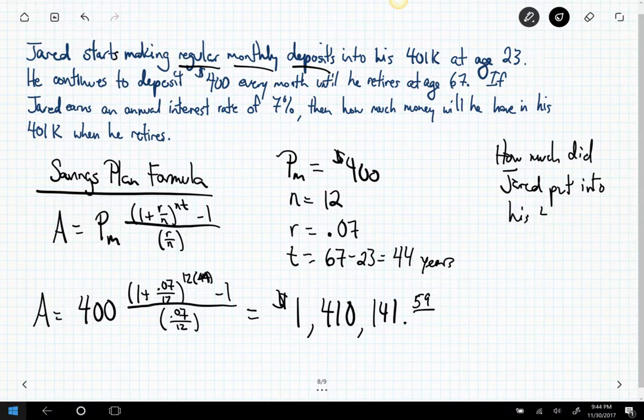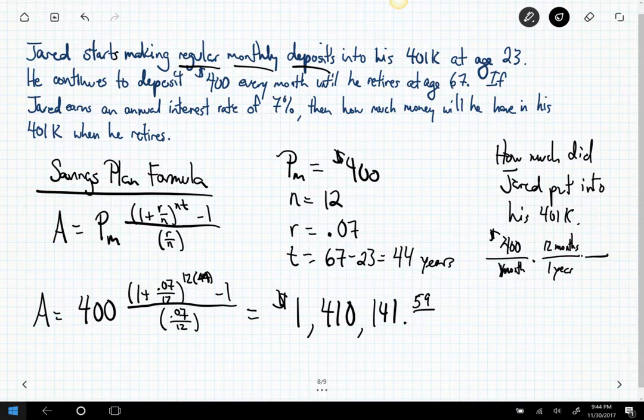Because he didn't just toss in $1 million. Let's figure out, he did put in a lot of money, right? Because he did $400 per month times 12 months for 1 year, and then we want to figure out over how many years.